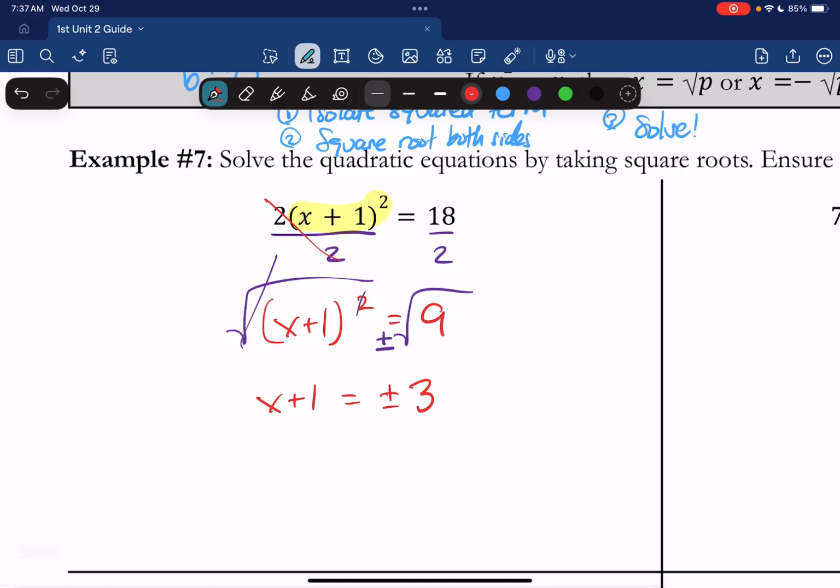And now I just need to solve for x. So I need to subtract 1 from both sides. So I get x is equal to -1 plus or minus 3.